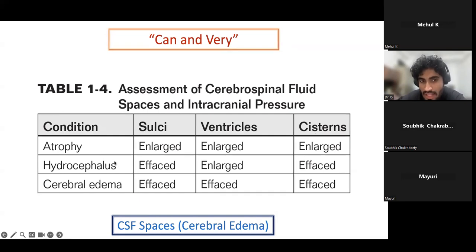In hydrocephalus, usually only the ventricles will be enlarged, and the sulci will be effaced. Effaced means the gyri and sulci almost cannot be differentiated properly, and the cisterns will also become small. Okay, and in cerebral edema, the sulci, ventricles, and also cisterns will be effaced. All of these three will be completely effaced in these patients.